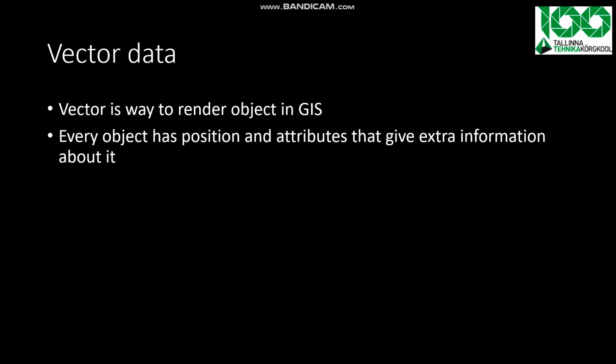So every object has a position. This is very important. So you have like coordinates and attributes. Attributes are like features you have, and they will give extra information about the object.